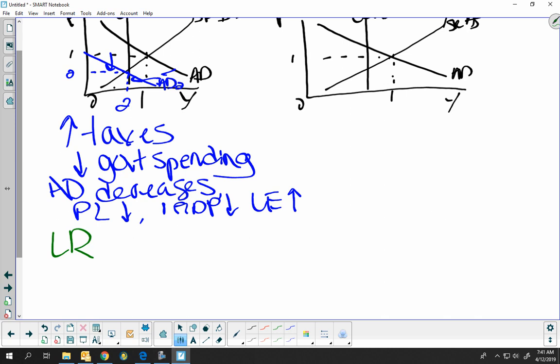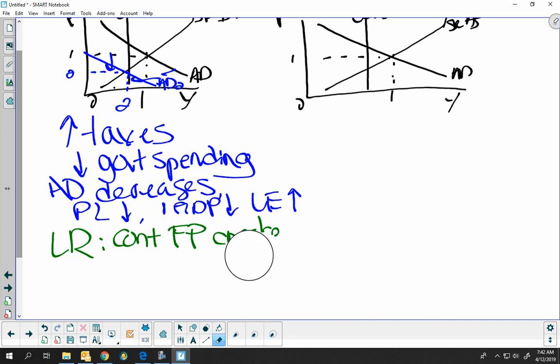Let's talk about long-run effects. Ainsley, if you were to raise taxes and or cut government spending, what's that going to create for the government? Not a deficit. This time you're bringing in more money, but you're spending less. You have extra money. Good job, Anna. Contractionary fiscal policy creates a surplus.